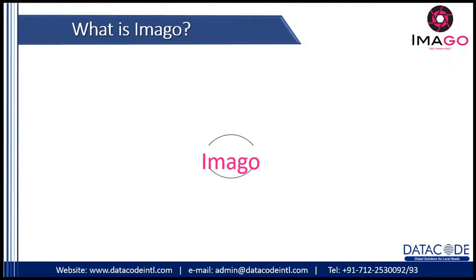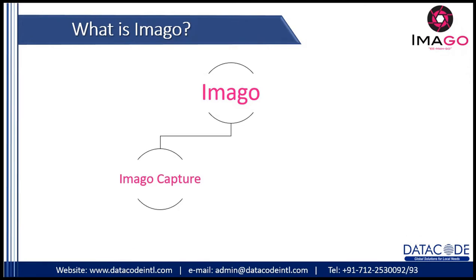So Imago is basically composed of two major components. One is Imago Capture. Imago Capture is basically a desktop-based application which will allow you to take photographs of the core trays from your core sets. How it will work, I will show you. This is a desktop application which you can install on your desktop, your PC, or your tablet.